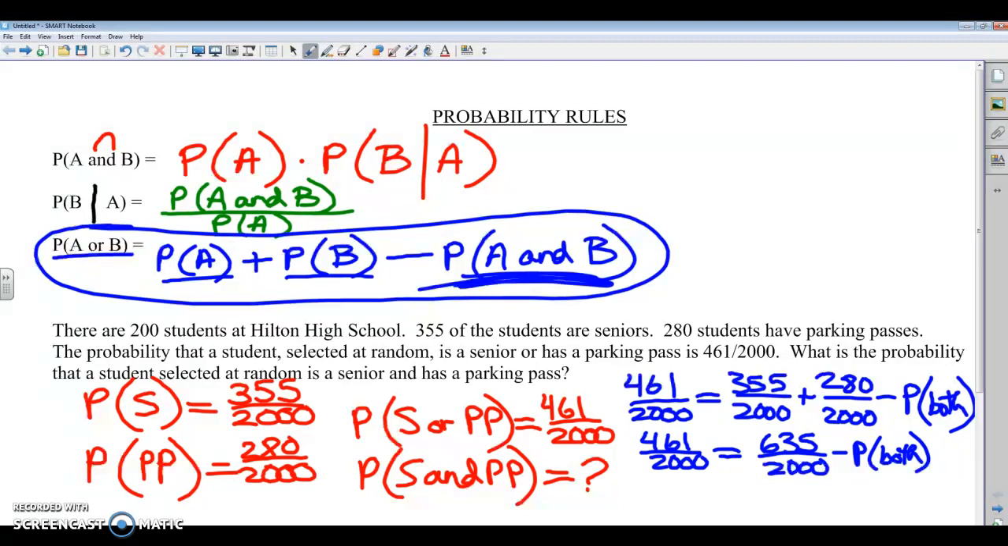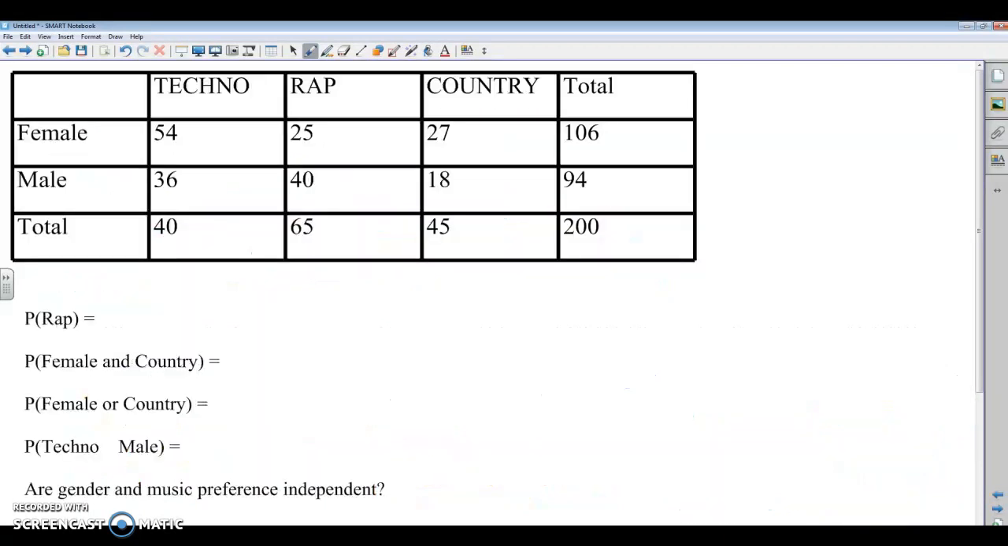So then I could do 461 minus 635, which is negative 174 out of 2,000, which will equal the negative probability of both senior and a parking pass. When I divide both sides by -1, the probability of picking a student that is a senior and has a parking pass is 174 out of 2,000. Next, we'll put our rules into play with a two-way table.